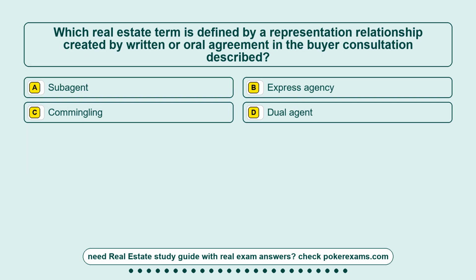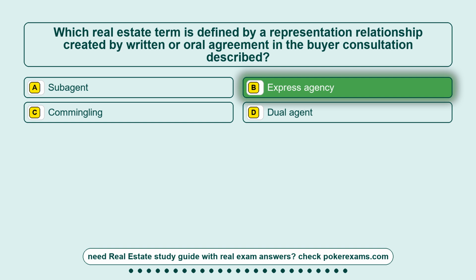Question 6. Which real estate term is defined by a representation relationship created by written or oral agreement in the buyer consultation described? Option A, subagent. Option B, express agency. Option C, commingling. Option D, dual agent. The correct answer is option B, express agency.